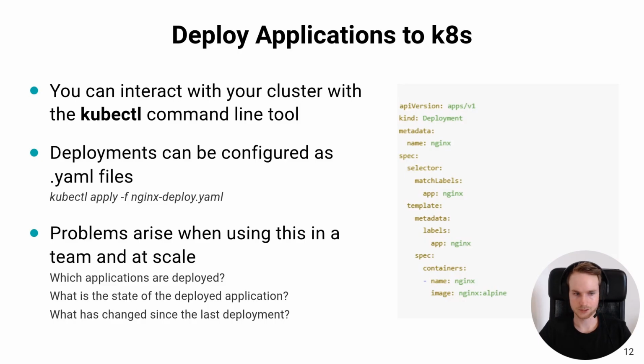So that sounds really good, but what is the problem with kubectl? There's no problem directly. You can just write your deployment files and then apply them. But when your project starts to grow, you will have many different resources and many different teams working in Kubernetes. So the question is, which applications are currently deployed in my cluster? What is the state of the deployed applications? Are they healthy? Are they not? Which versions are deployed? And also the question, what has changed since the last deployment? It's especially important when troubleshooting a cluster.